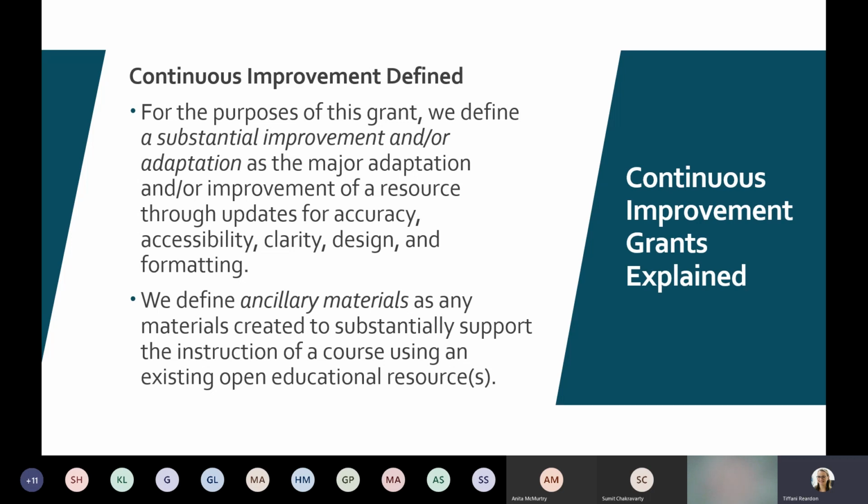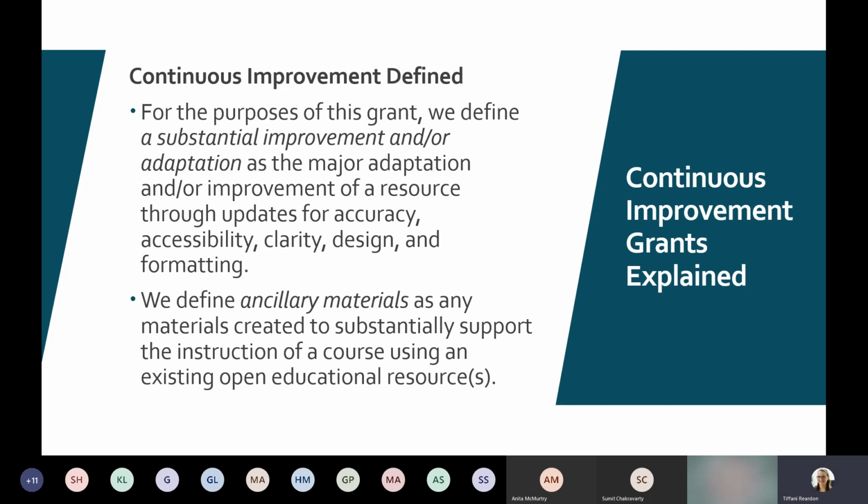We see people putting in, maybe they're using a textbook that's not accessible and they need to make it accessible. They might apply for a grant to do that. Maybe the design is just really terrible and you want to make it look better. That's another idea for a grant. So we're looking at improvement, and that could also just be content improvements. Maybe the content really needs to be updated.